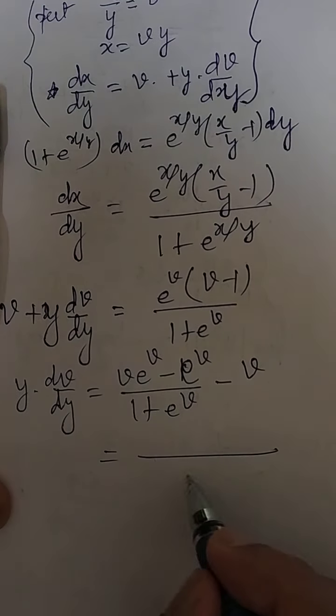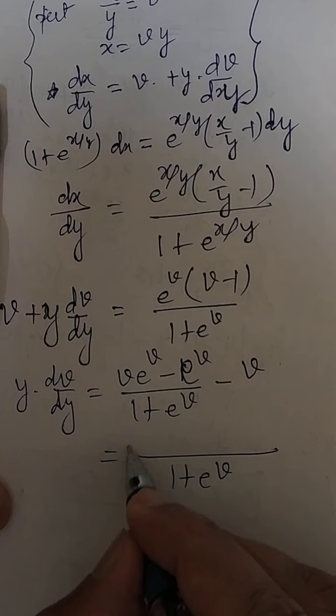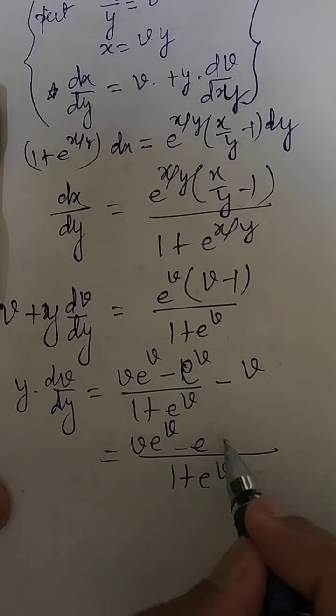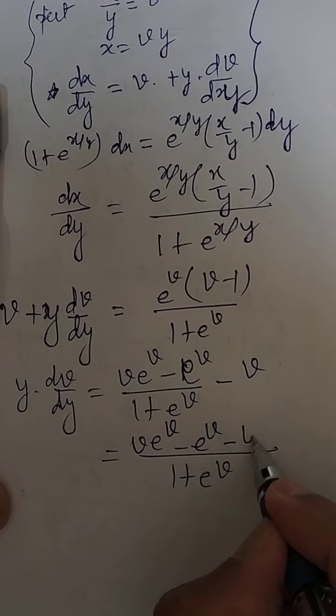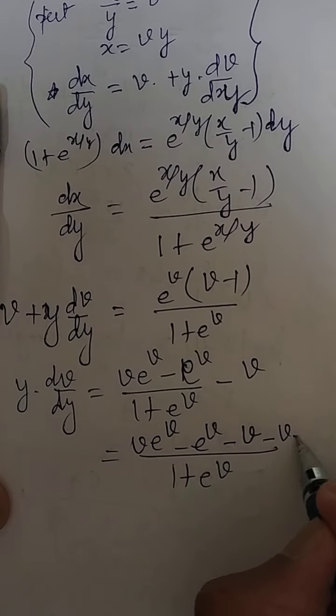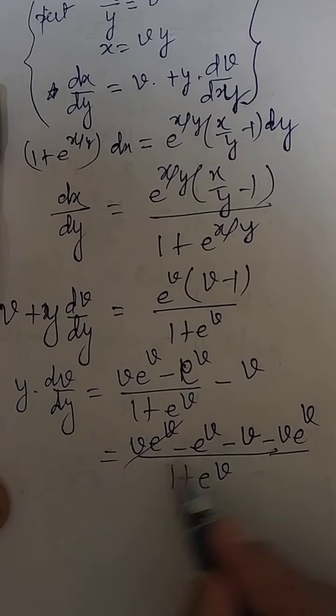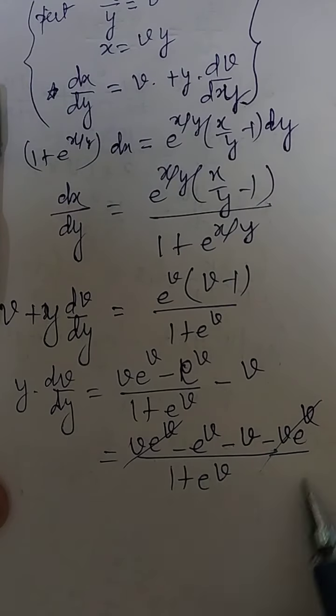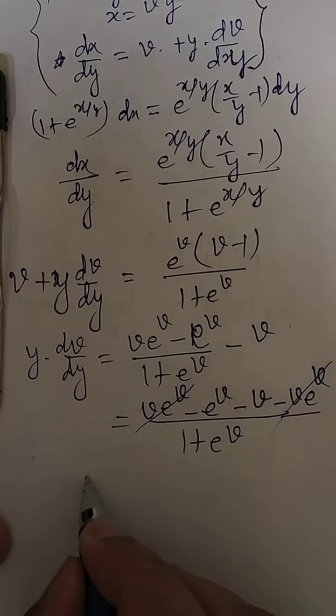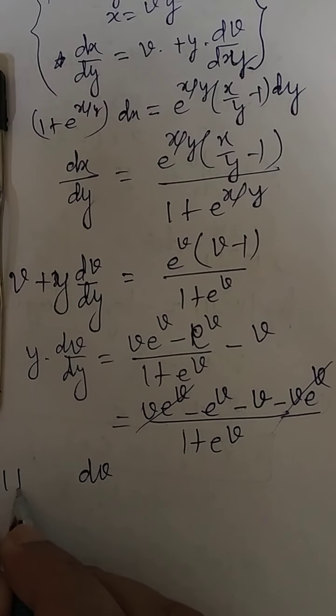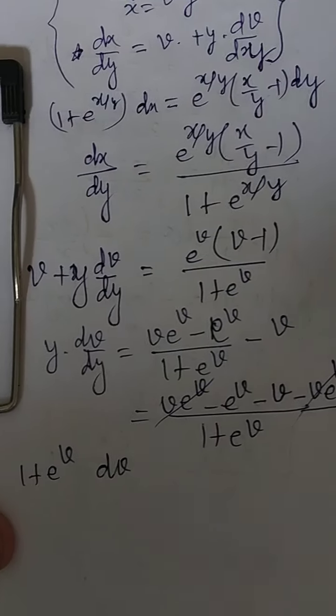The LCM of this step is nothing but 1 plus e raised to power v, v e raised to power v minus e raised to power v minus v minus v e raised to power v. If you look at this, this will get cancelled. Now purely on the right side you are getting v. We have learned that it should always be converted into variable separable form.